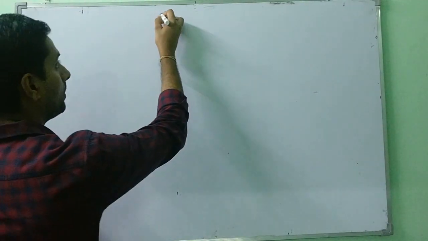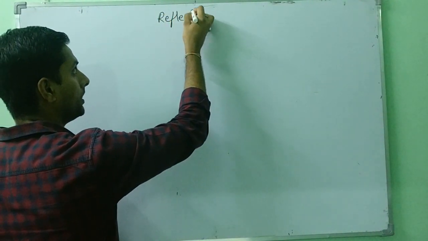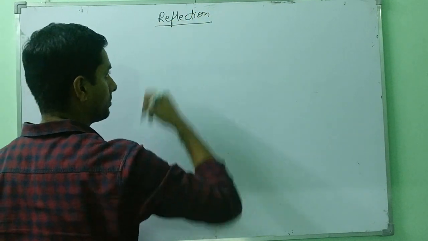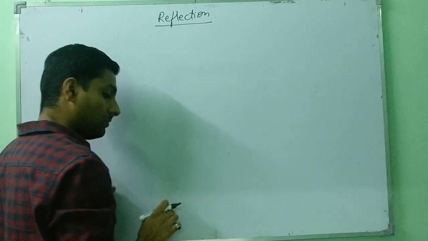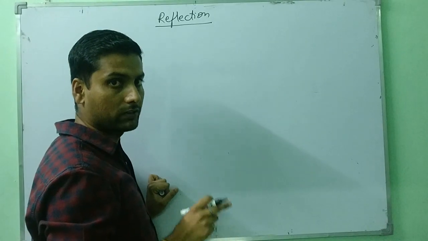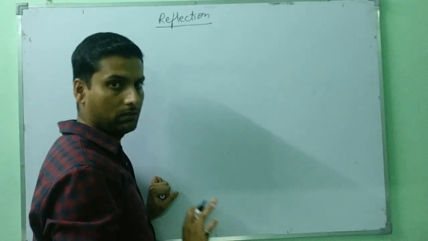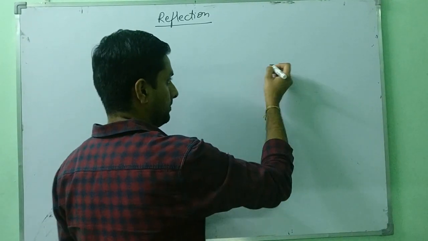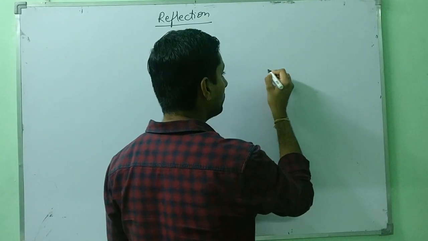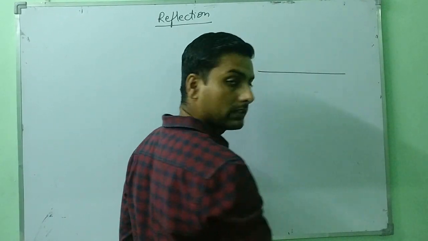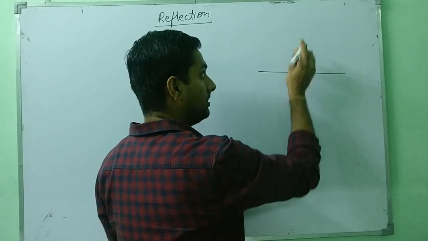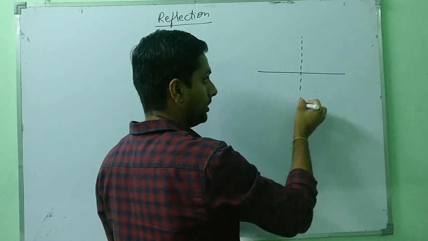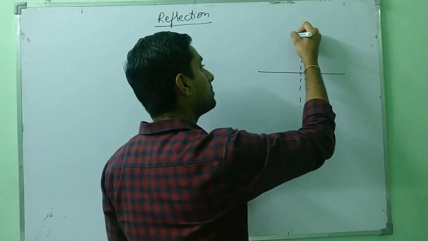Now we will study the phenomenon of reflection. Reflection means the medium remains the same before and after the striking of the light ray. Let us suppose this is the striking surface. Every striking surface will have a perpendicular to it, that is termed as normal.